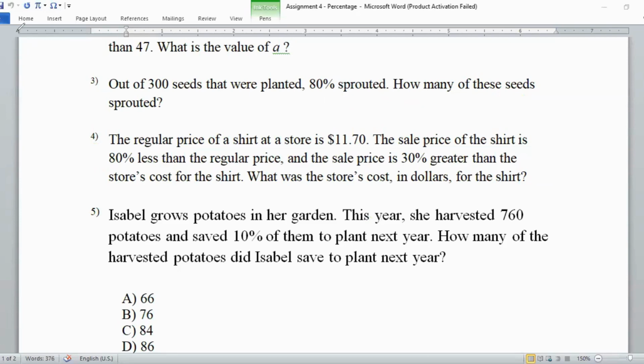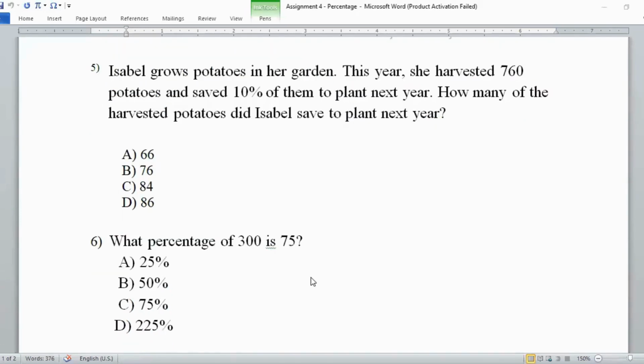Now the question number 5 says that Isabel grows potatoes in her garden. This year she harvested 760 potatoes and saved 10% of them to plant next year. How many of the harvested potatoes did Isabel save to plant next year? So for that, it's given that she has saved 10% of the harvested potatoes. It is similar to the question which we have done previously.